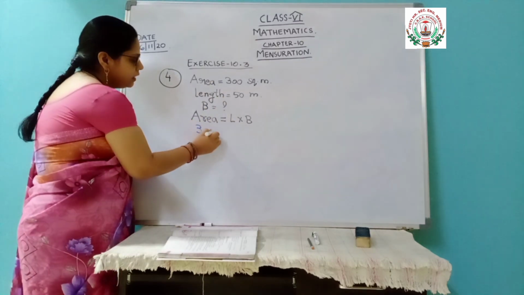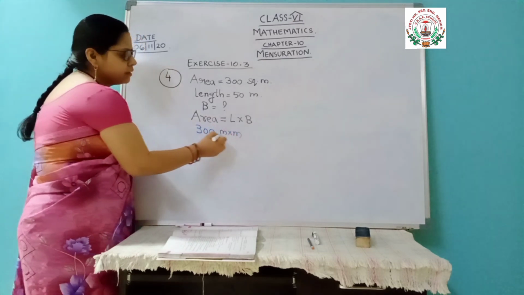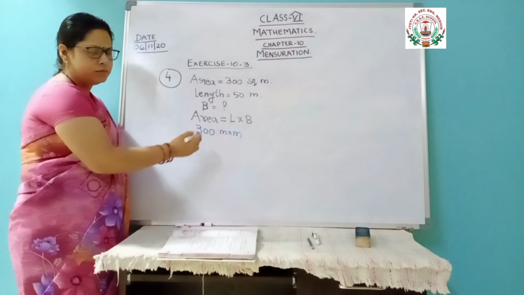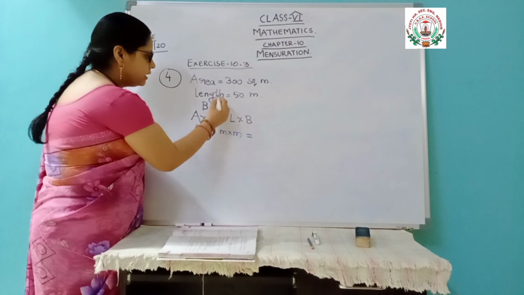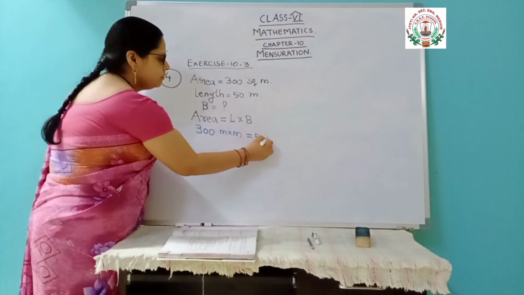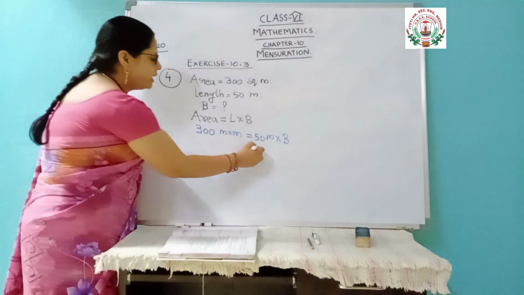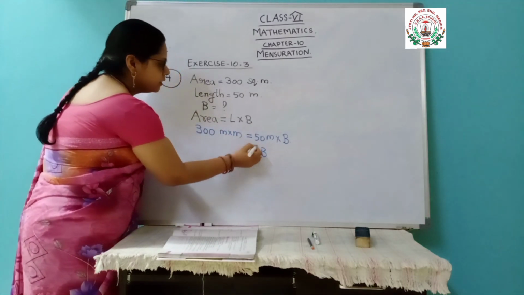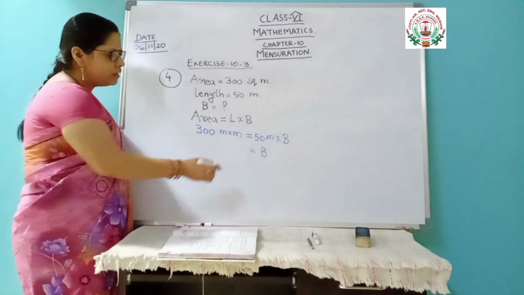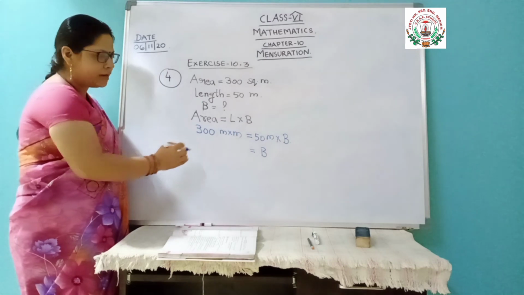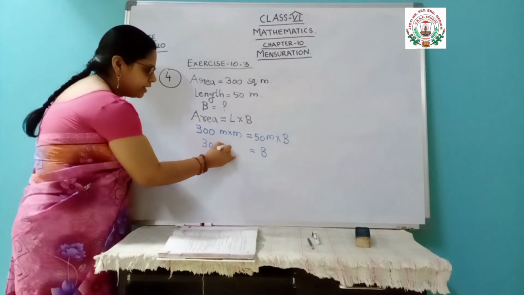Here it is 300 square meter. Square meter means meter into meter. It is called square meter because meter is written 2 times. And length is given, 50 meter. And breadth you are asked to find, so breadth only we will keep here. This 50 meter is combined with the into multiplication sign. So when you transfer it to the other side, it will change to divide. So we will keep this 300 meter where it was.